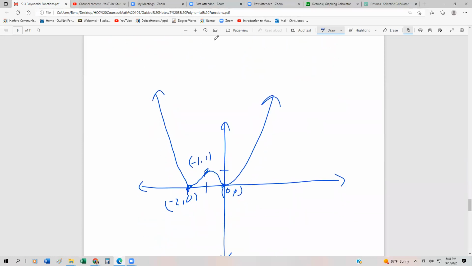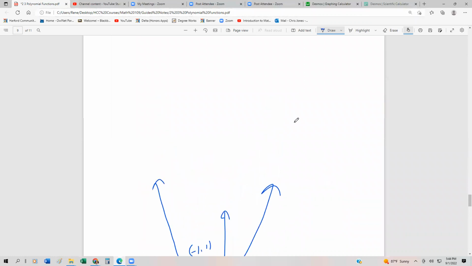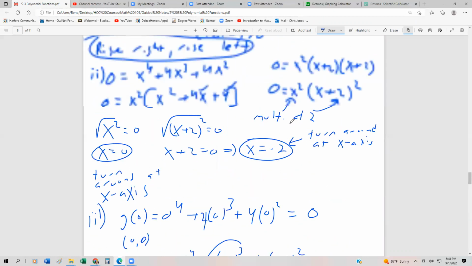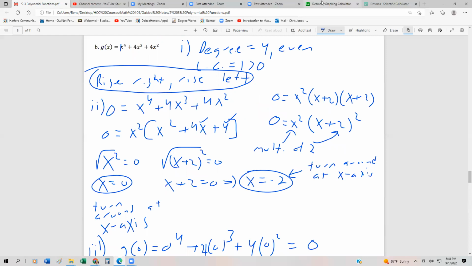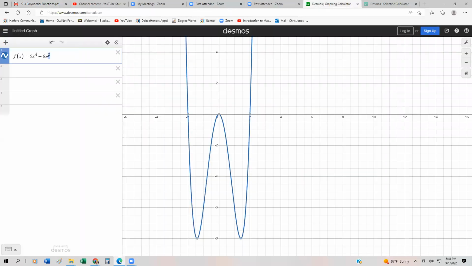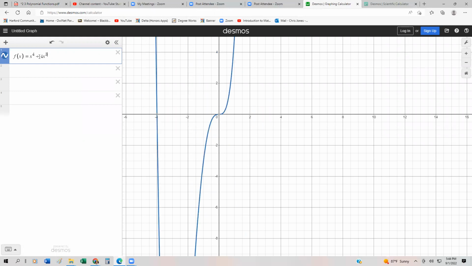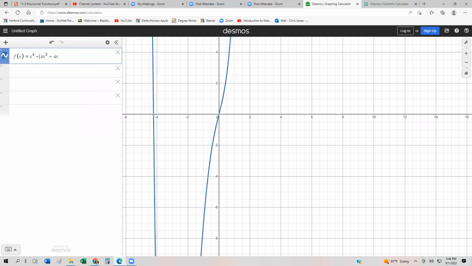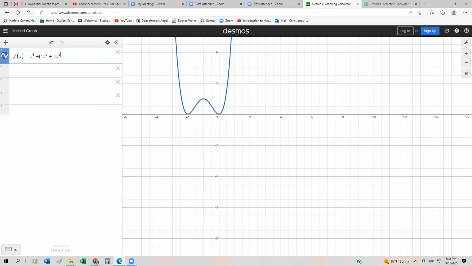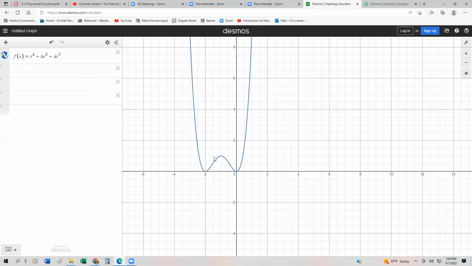Now last thing we're going to do, let's take a look at what the graph says. Original function right here. So graphing that function, we have x to the fourth, and then plus 4x cubed, and then plus 4x squared.